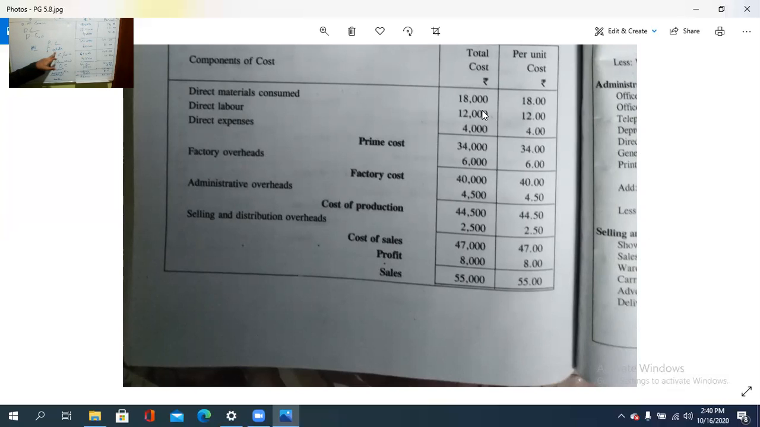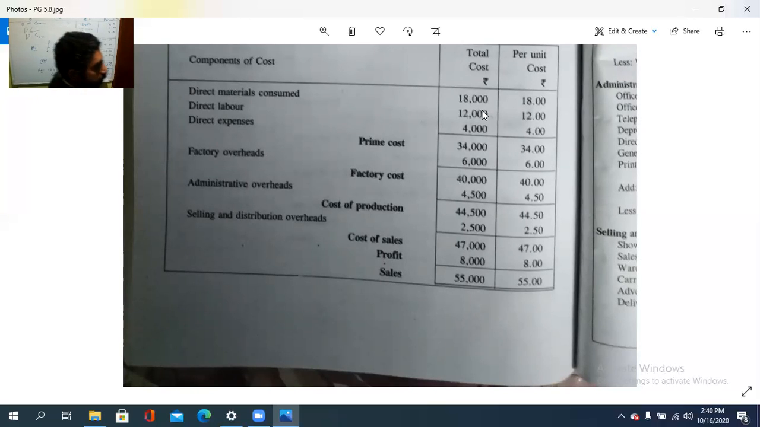Direct material consumed, direct labor and direct expenses together constitute prime cost. Prime cost and factory overhead give us the factory cost or work cost. With work cost and administration overhead, we get office cost. Then we add selling and distribution overhead to the office cost, and we get the cost of sales or total cost. With that, we take the difference from sales. That difference may be the profit or not. So in this case, 8,000 is the profit.